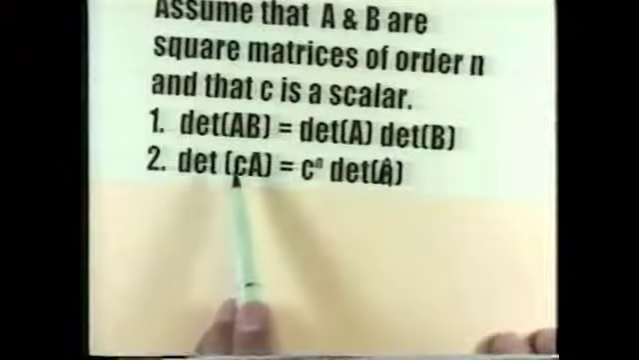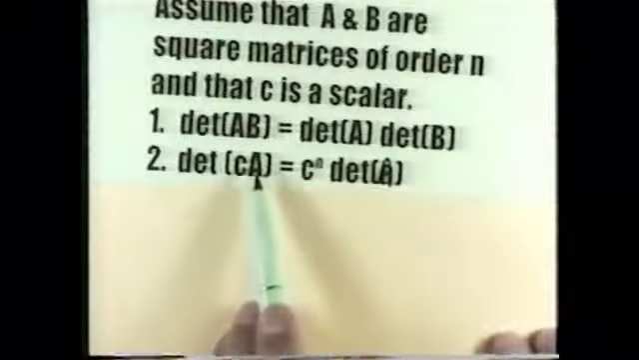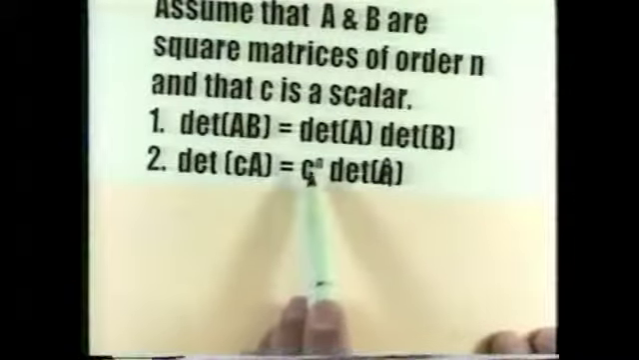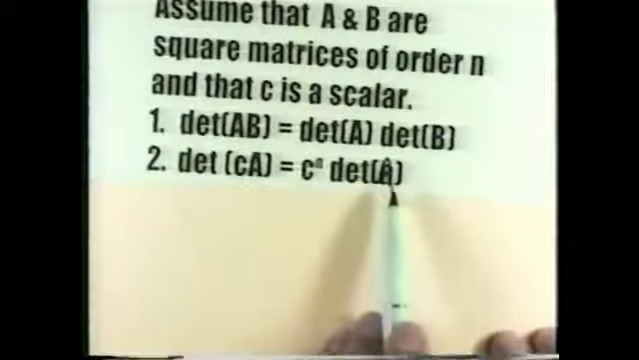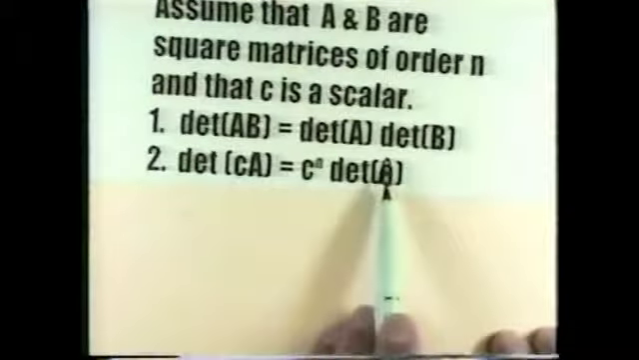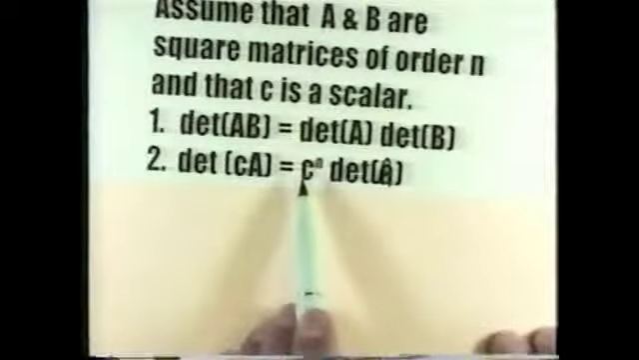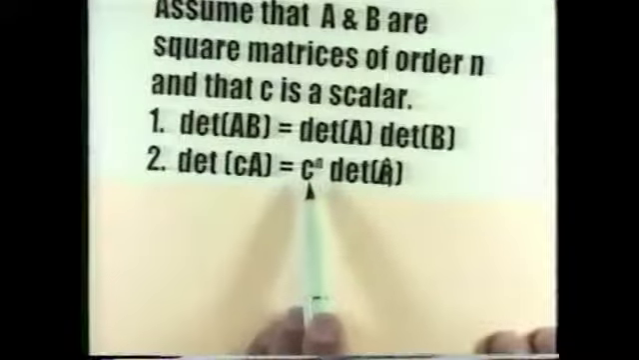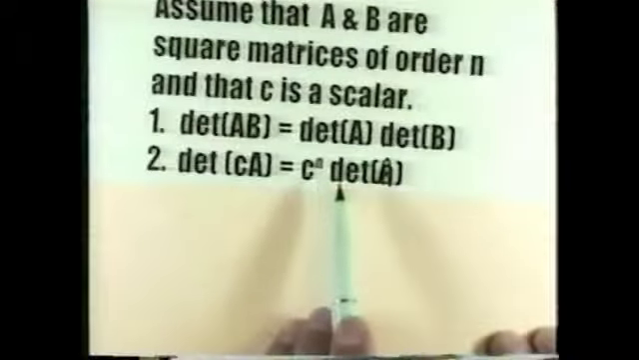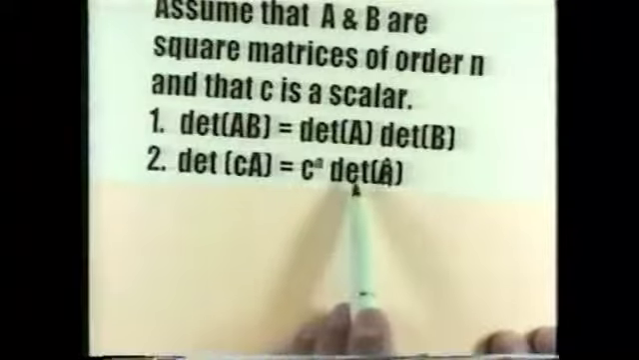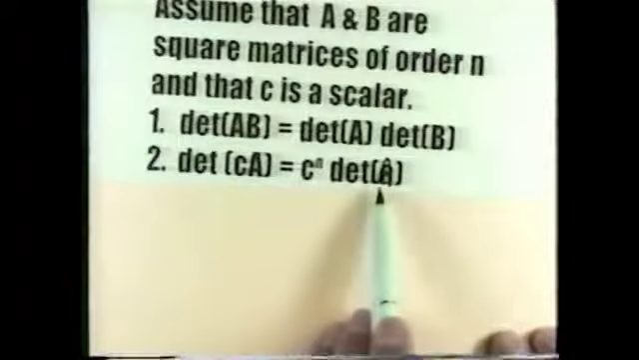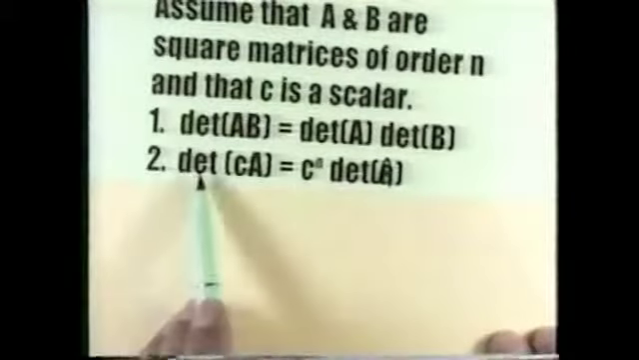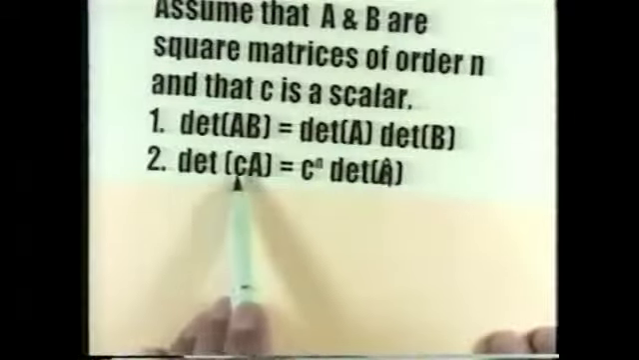The determinant of a scalar times a matrix, CA, is equal to C to the nth power, where n is the order, times the determinant of matrix A. So if I factor out a C from the entire matrix, and then evaluate the determinant of the matrix that's left, I need to multiply C^n times the value of that determinant to get the determinant of the original matrix.